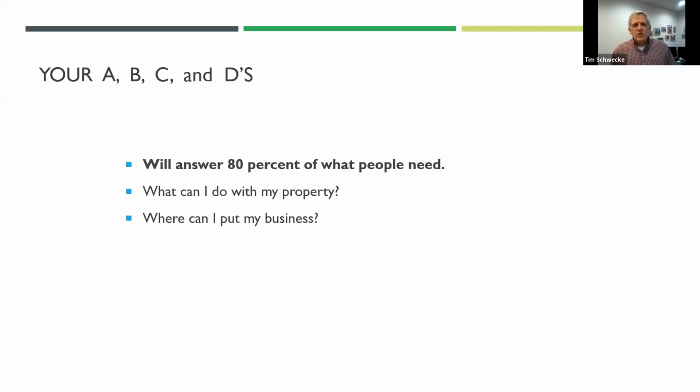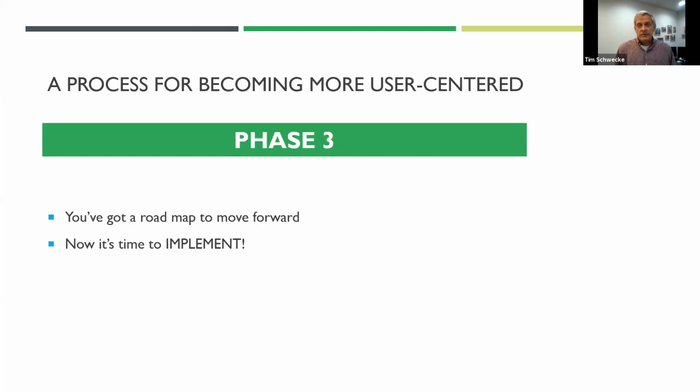So again, what you want to do is structure your zoning code to answer 80% of the questions that people have. And if you think about it, there's basically two types of questions. The one is, what can I do with my property? And the next one is, where can I put my business? And that's really the focus here.